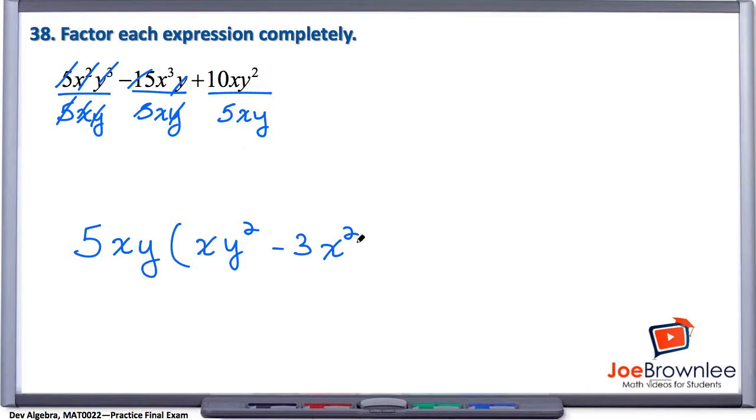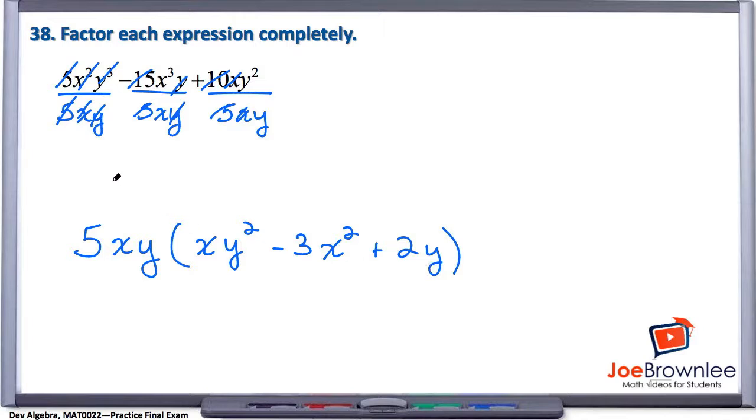Lastly, we have a positive 10 divided by 5. Well, that gives us a plus 2. We have x over x. Those go away, so no x's remain. And finally, y squared over y. We're top heavy by 1, so we have that single y to the first left over.